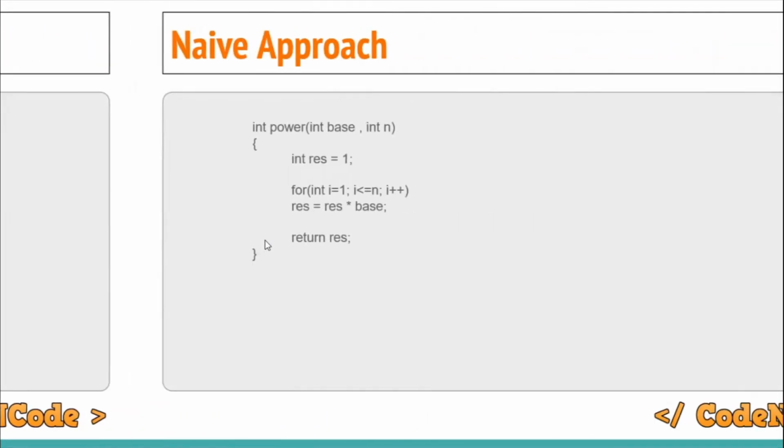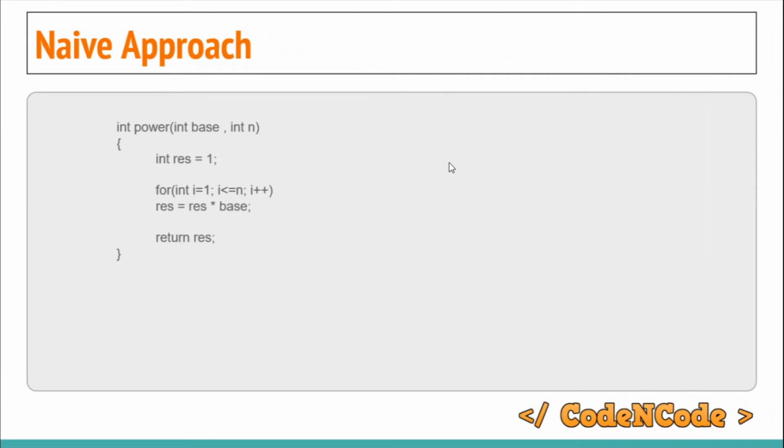So let's start from the very basic or naive approach. If you remember how we calculate a raised to power n, where a and n are integers, like 2 raised to power 10,000 or something like that, we initialized the result with 1 and then ran a loop till n. Each time we multiplied base into the result and finally returned the result. This was the naive approach, which took big O of n time. The running time was linear in n.